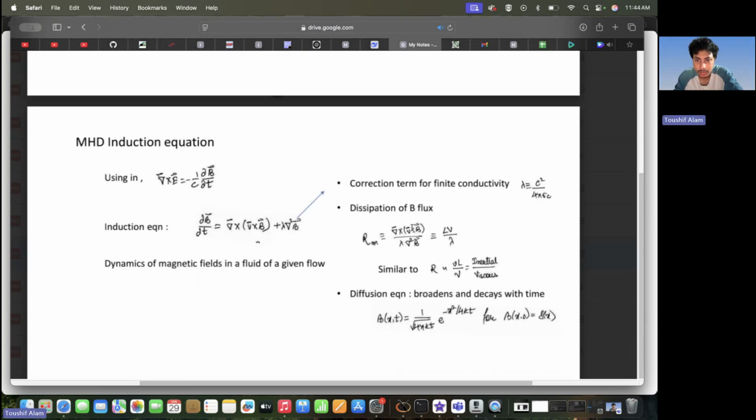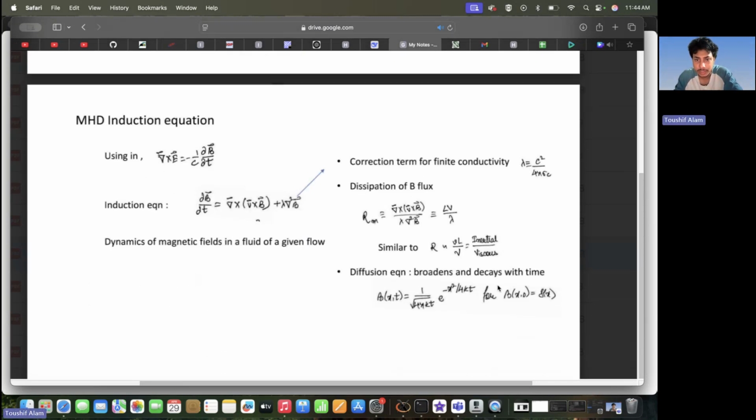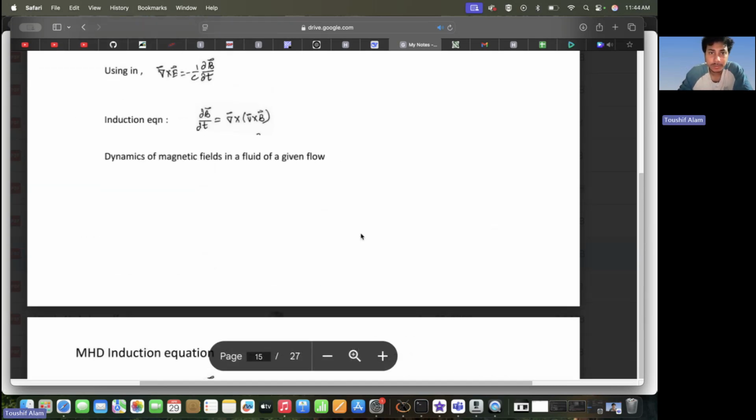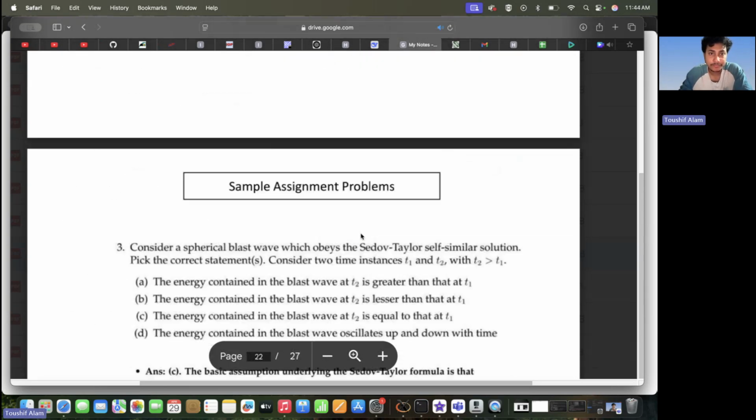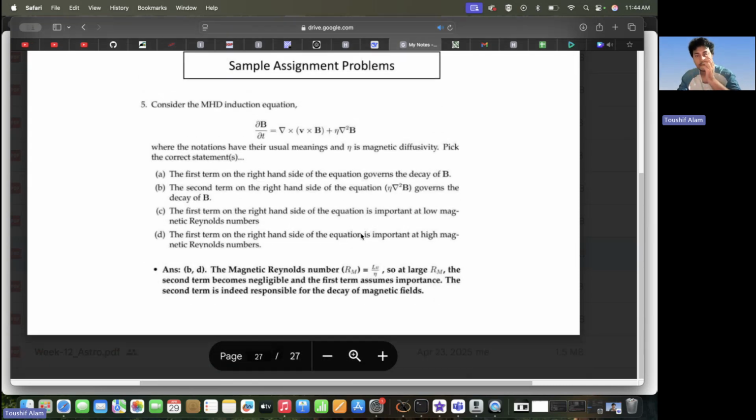This is a diffusion equation: the field broadens and decays with time, similar to our inertial by viscous. With finite conductivity, this is valid only for this induction equation.